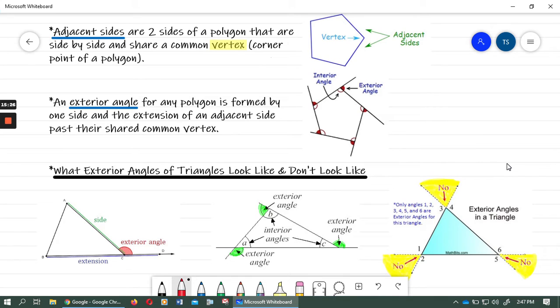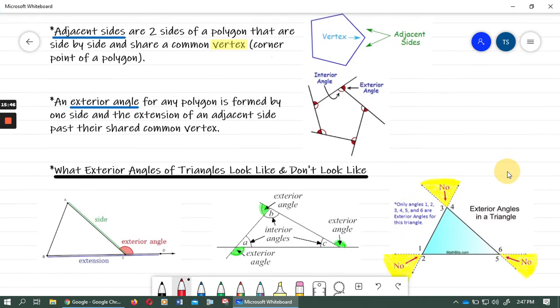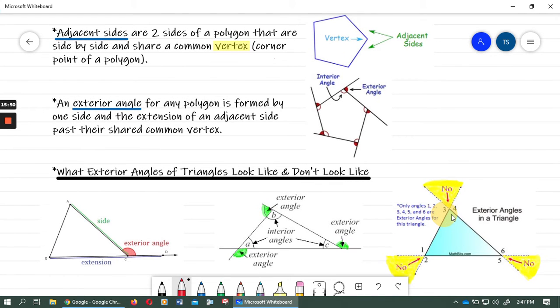All right, so in this picture here, you can see that they have not only just 3 exterior angles, but in this one they've got 6 exterior angles that they're showing for this one triangle. Guys, angle 1 is an exterior angle. Angle 2 is an exterior angle. Angle 3 is an exterior angle. Angle 4 is an exterior angle. Angle 5 is an exterior angle. And angle 6 is an exterior angle.